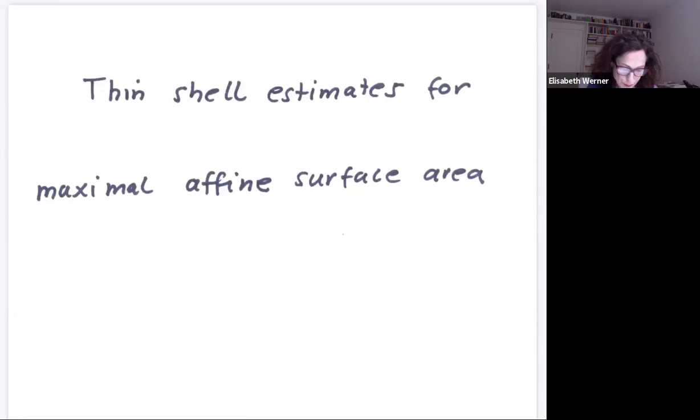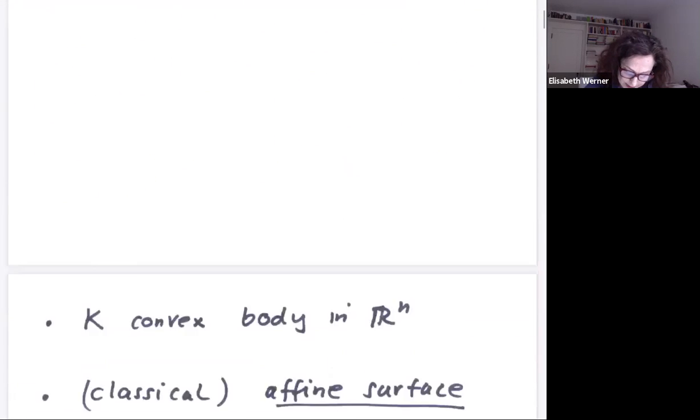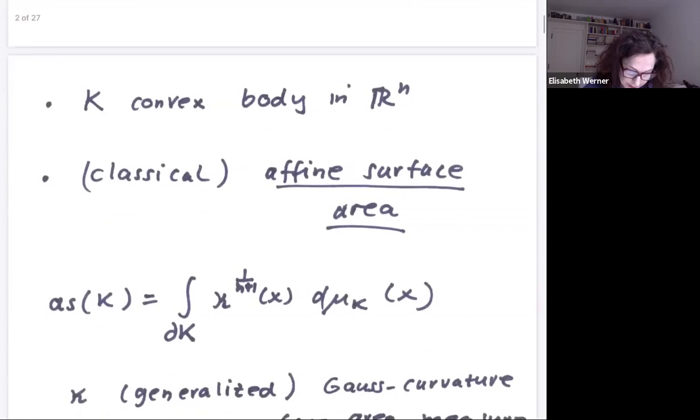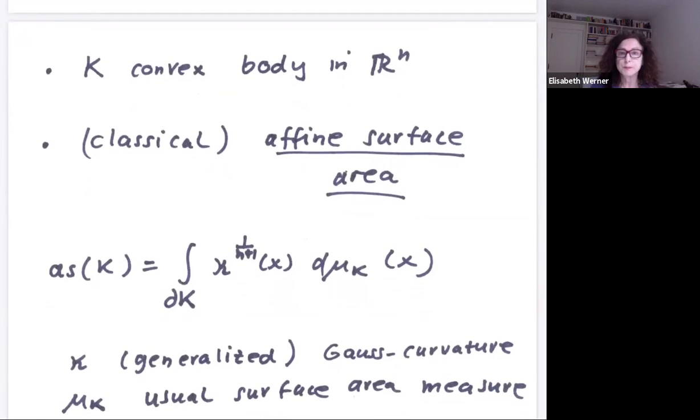So what I'm going to talk about is thin shell estimates for maximal affine surface area, and I'm going to explain everything that may not be so familiar to this community. So let's start with the definition of the main object we'll be talking about. K will always be a convex body in R^n. Then the classical affine surface area is defined as follows.